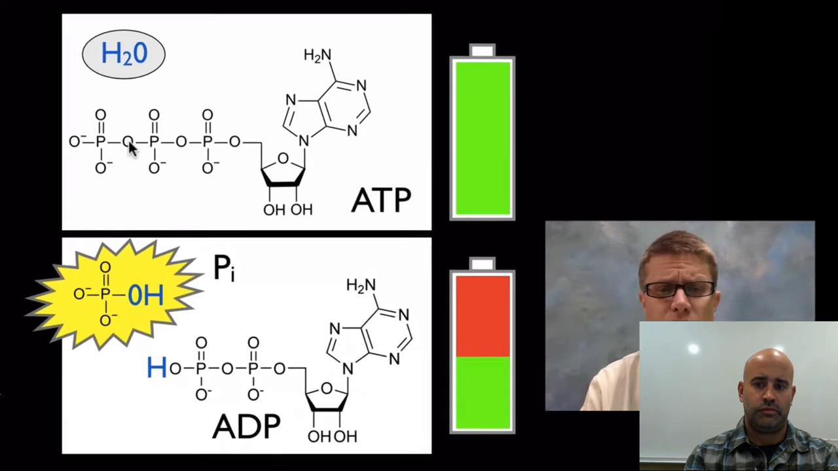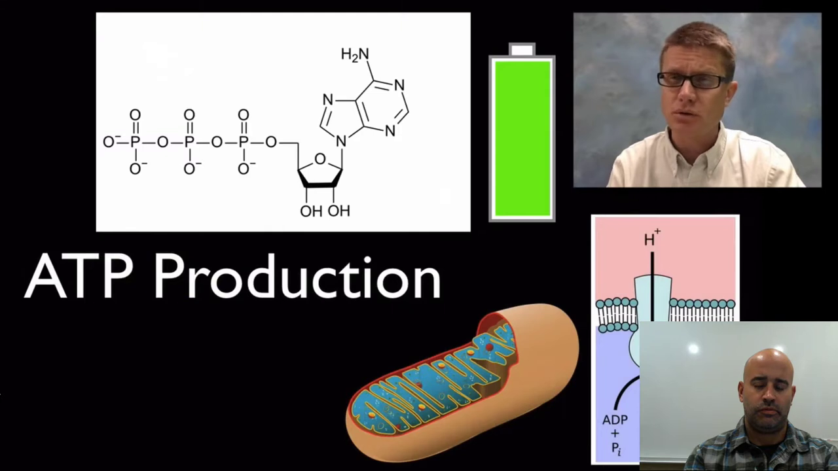And so let's start by talking about the building. And so when do we produce ATP? We're going to do that in cellular respiration. And so remember, on the inside of that mitochondria, we have these proteins called ATP synthase.